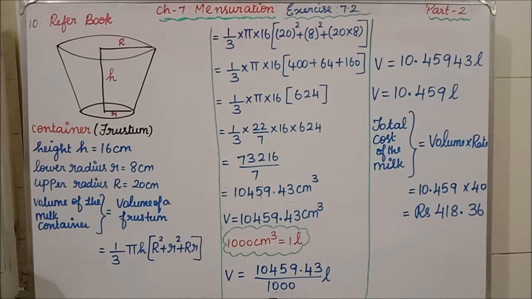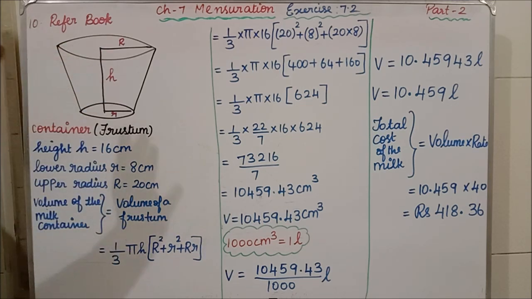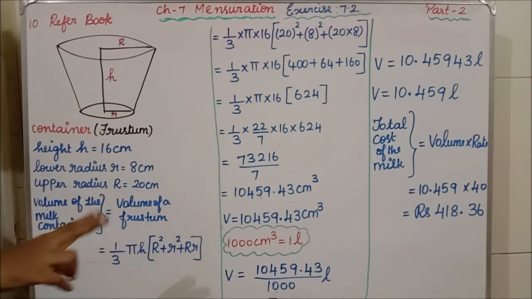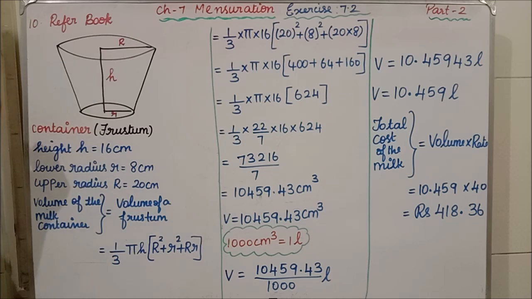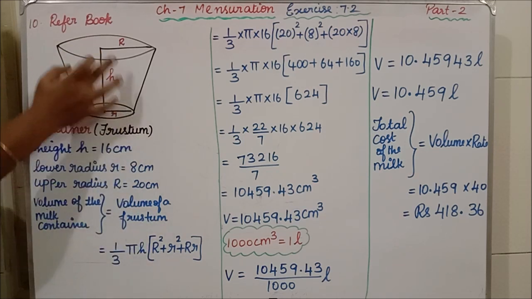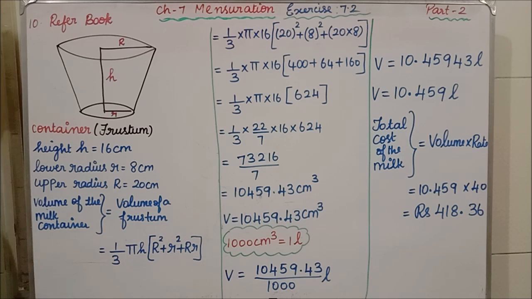So, what is the volume of the cone formula? 1 by 3 pi r square h. What is the volume of the cone? 1 by 3 pi r square h is the volume of the cone formula. The same only, 1 by 3 pi h. Instead of r, how many radii are we having for the frustum? We are having 2 radii. We have to add the 2 radii. See, capital R square plus small r square plus capital R into r.